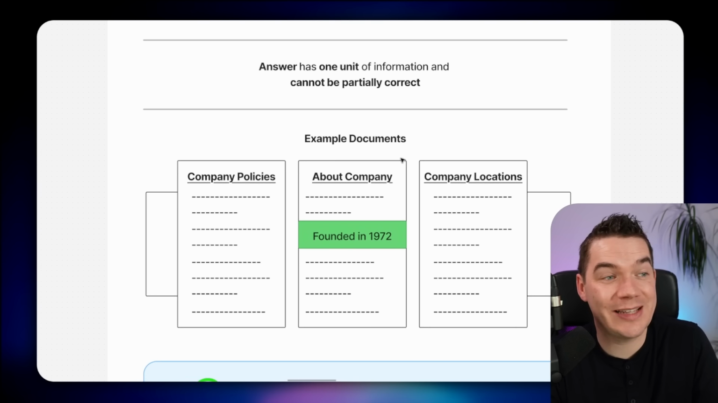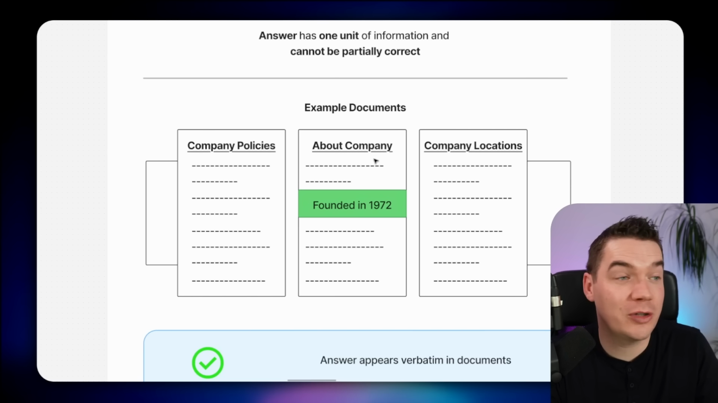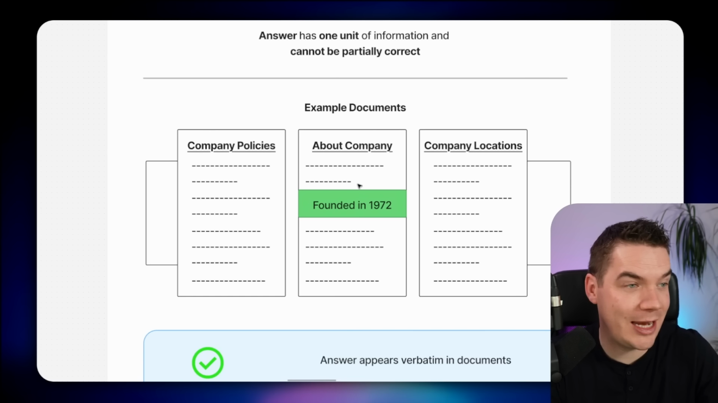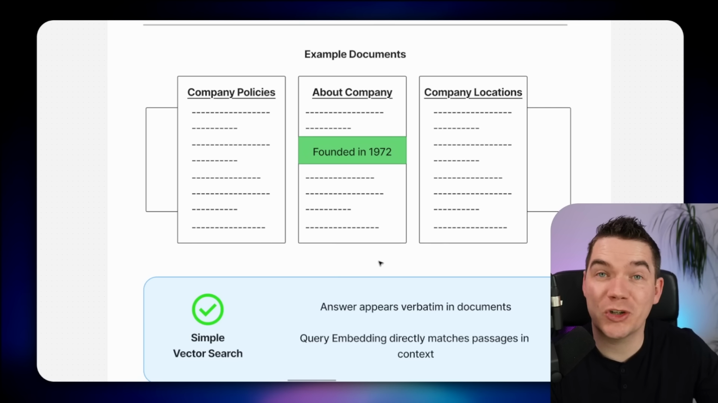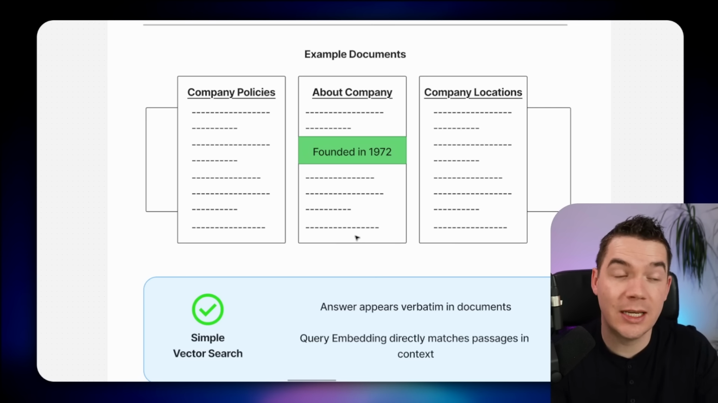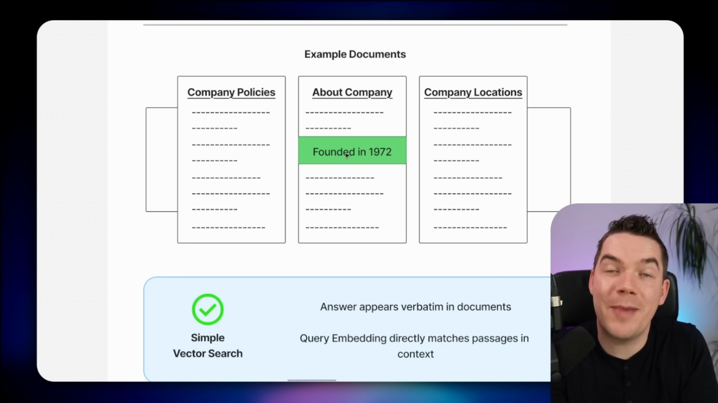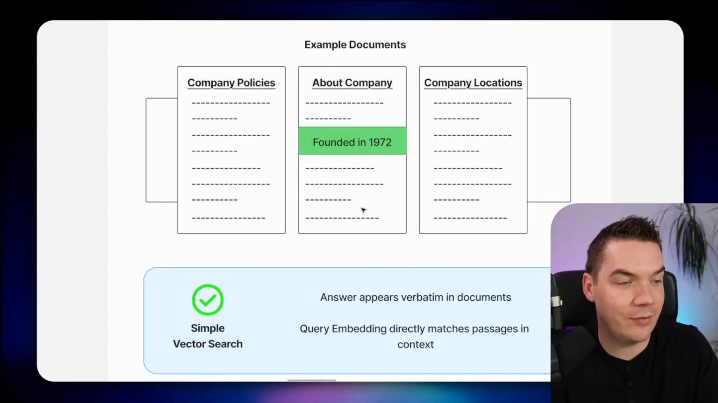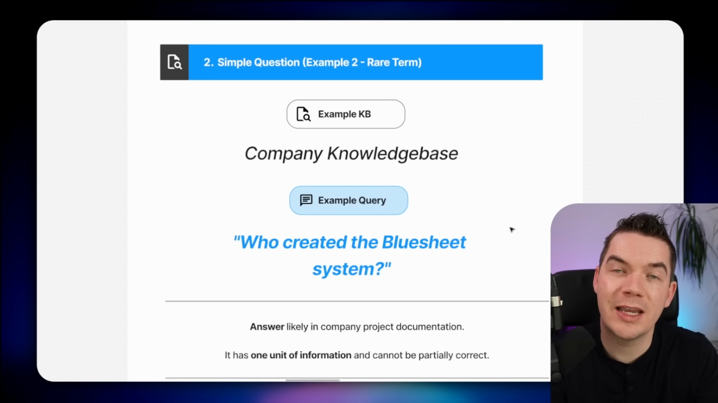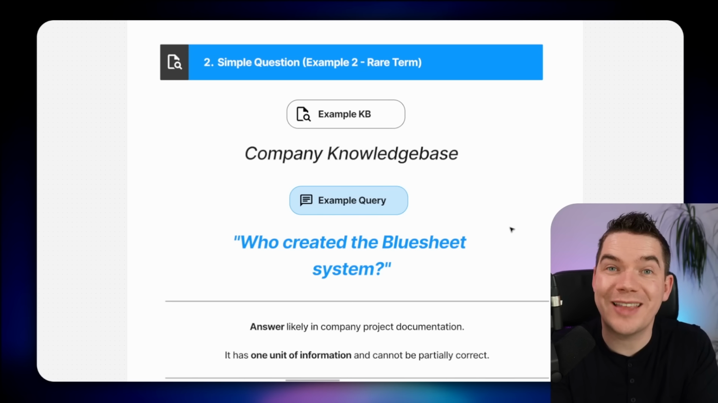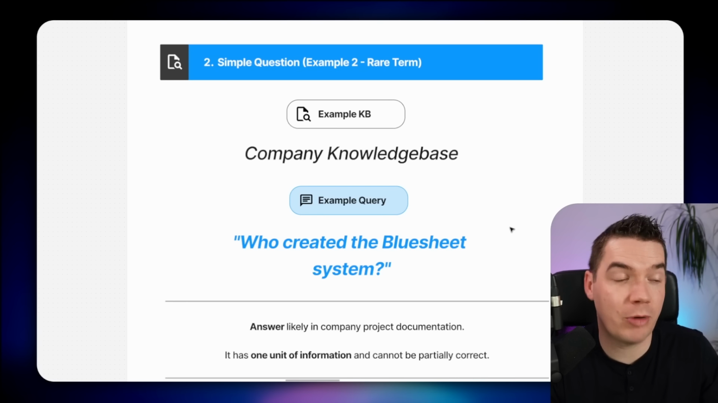And here within example documents, vector search finds within an about company page that the company was founded in 1972. So here the answer appears verbatim in the documents. The query embedding, when was our company founded, largely matches the embedding of the chunk, which includes founded in 1972, so that should perform pretty well. But if you have queries that include rare terms that aren't actually in the training data of the embedding model, you can run into problems.